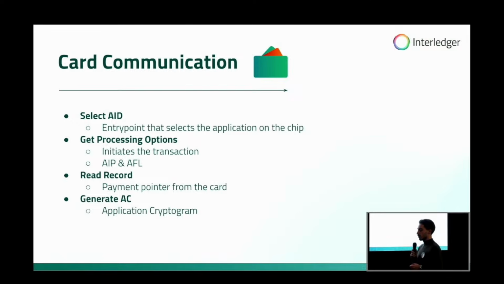The second command that we do is get processing options, which returns the AIP, which stands for Application Interchange Profile, and the AFL, the Application File Locator, which we later use in the read record command in order to retrieve the payment pointer of the cardholder. After we have the payment pointer, we can generate the application cryptogram, basically having the card sign our transaction. After this point, the card communication is over, and we have all the information necessary to reach out to the new Rafiki POS service in order to initiate the transaction. I will now welcome to the stage my two colleagues, Zadi and Cosmin, to do a live demonstration.